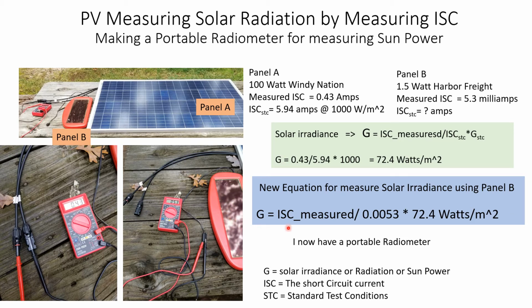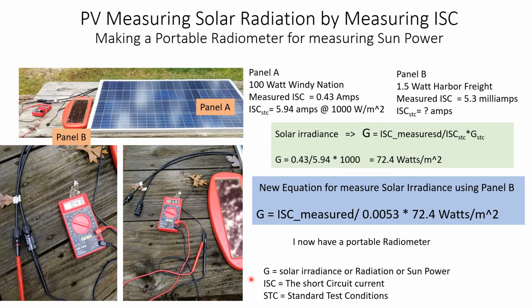I can go around and measure the sun intensity, sun power, solar irradiance, solar radiation, whatever you want to call it, anywhere I want. And it's easy to carry, and all I need is one meter. Notice I've changed the probe input to the milliamp range and changed the selector switch.